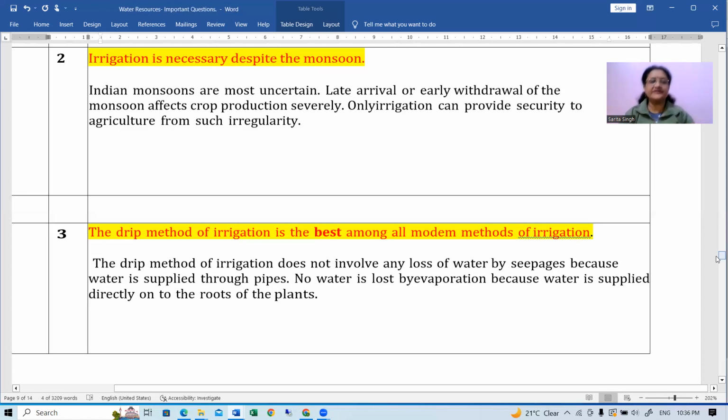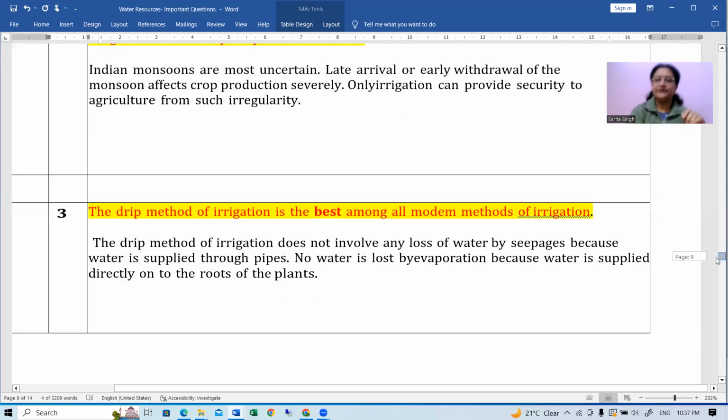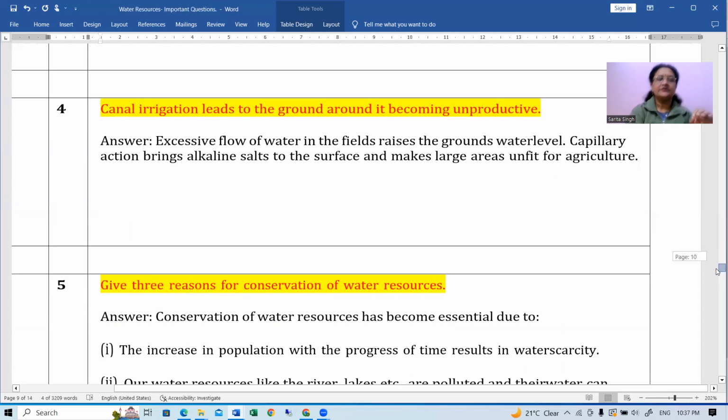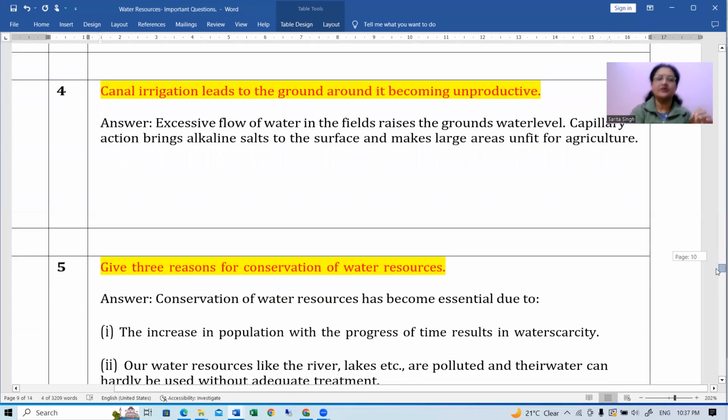So minimum wastage of water and full efficiency, you can say the maximum efficiency is in this method. Okay, water is fully utilized in a proper way. Then canal irrigation leads to the ground around it becoming unproductive.